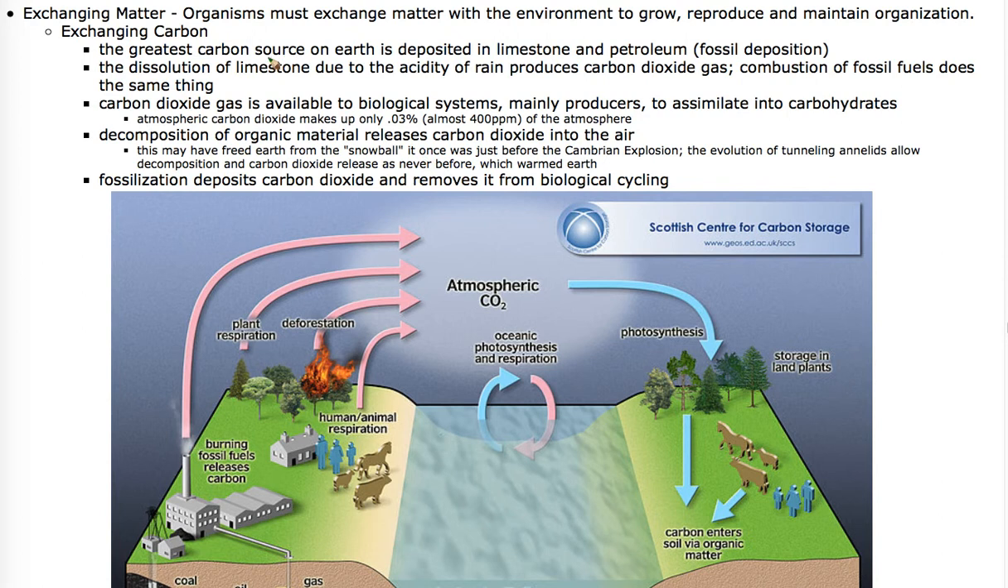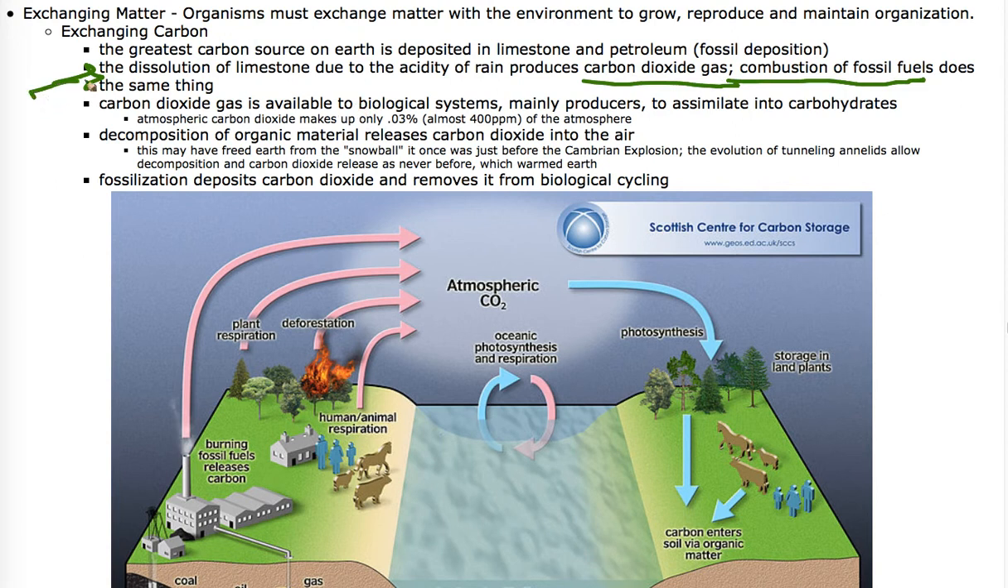The greatest carbon source on Earth is deposited in limestone and petroleum. Although we're not really releasing that much limestone carbon back into the air, we're releasing lots of petroleum carbon back in the air. The dissolution of limestone due to the acidity of rain does produce some carbon dioxide gas, but that's dwarfed in comparison to combustion of fossil fuels, which does the same thing.